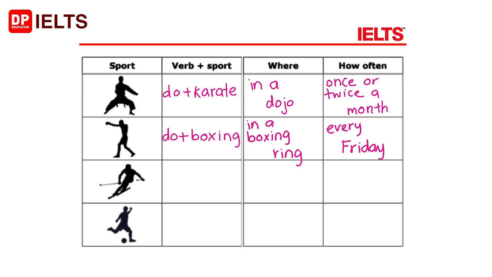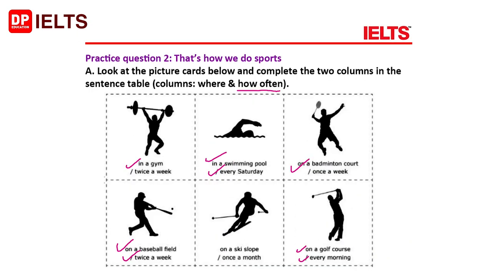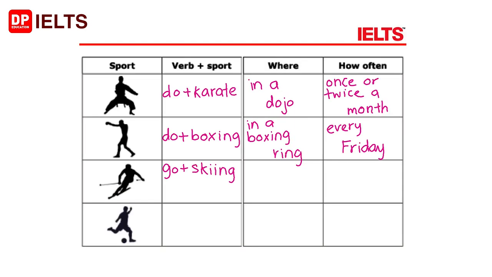Next one, what do you do here? Go skiing. Okay, go skiing. Where do you go skiing? On a ski slope once a month.